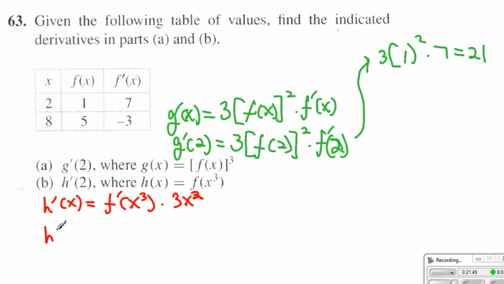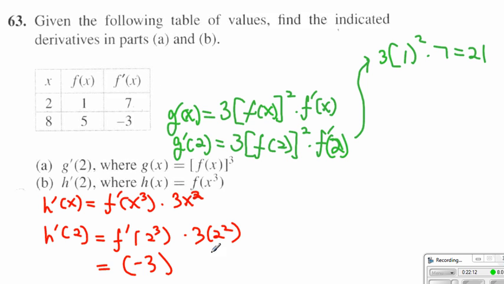Then, what is h prime of 2? That's equal to f prime of 2 to the third power, which is equal to 8, times 3 times 2 squared. Then here, what is f prime of 8? F prime of 8 is negative 3. And then this becomes 12. So we end up getting negative 36. That becomes our final answer.